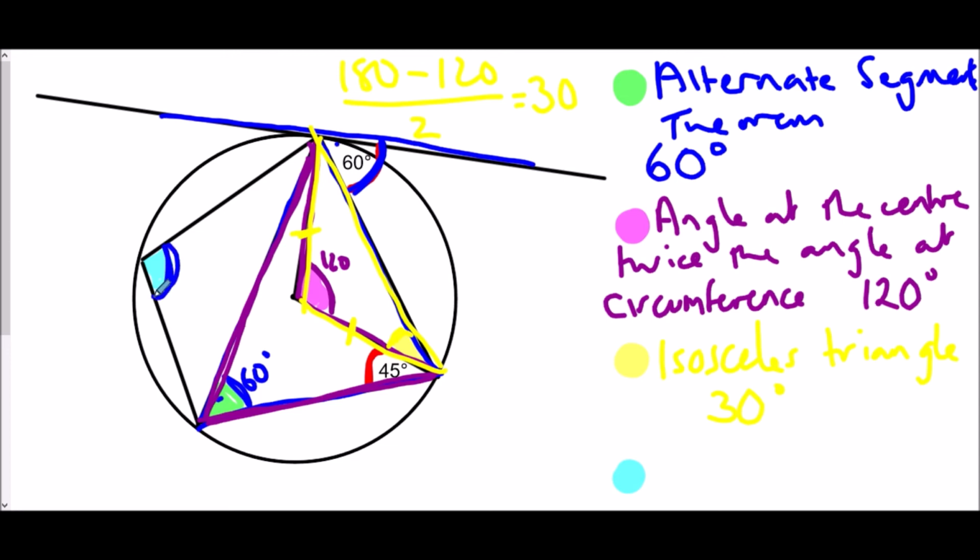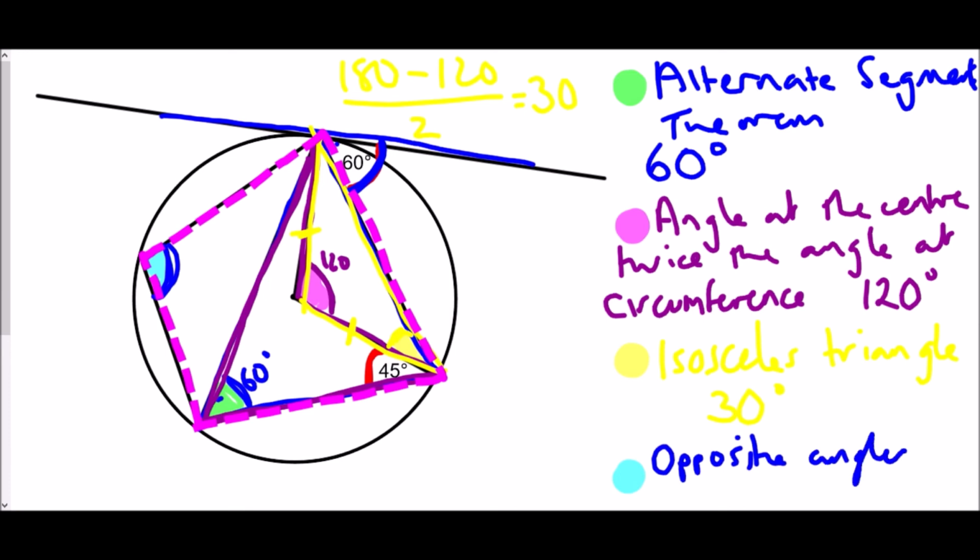So the blue angle is over here, and for this one we need to think about the fact that what we had overall was a cyclic quadrilateral, because all four corners there did hit the side of the circle. So we have the rule that opposite angles in a cyclic quadrilateral add up to 180.